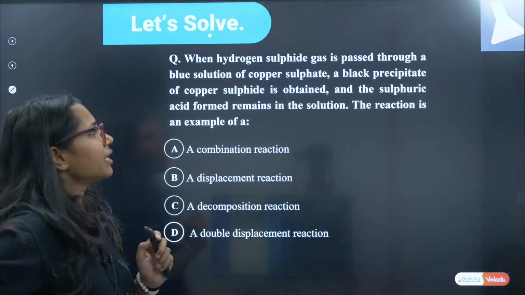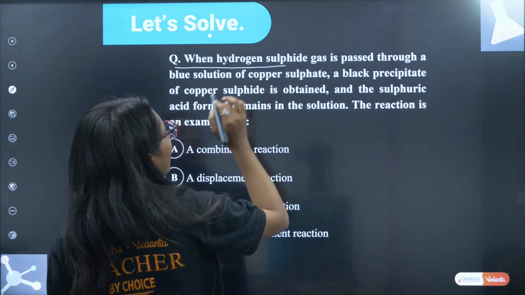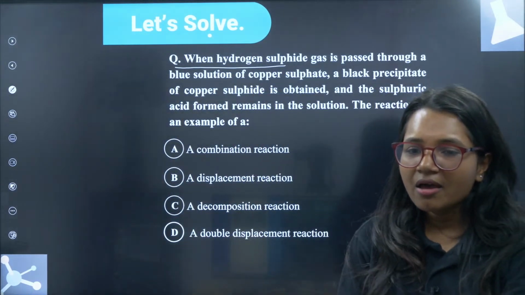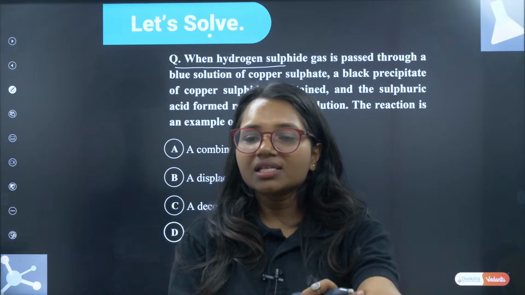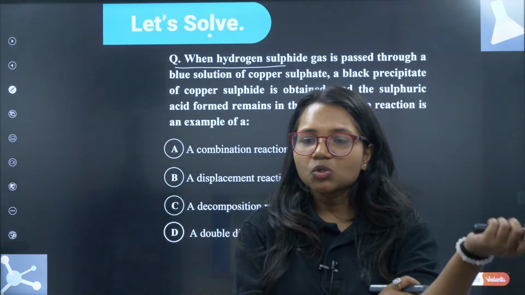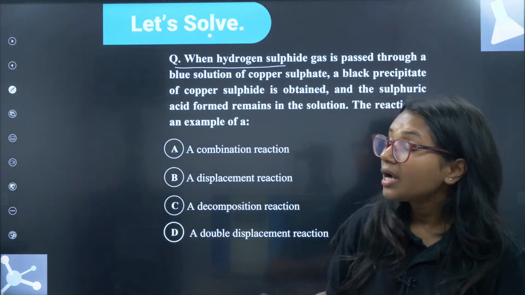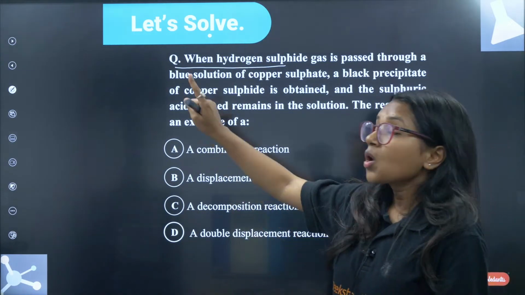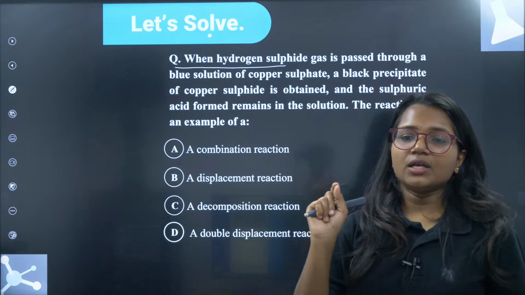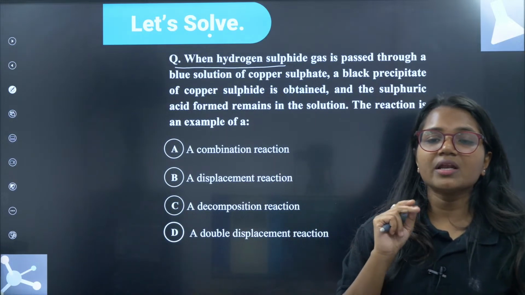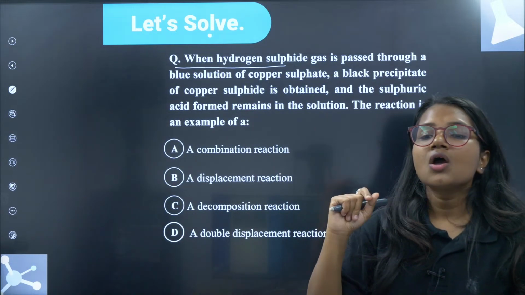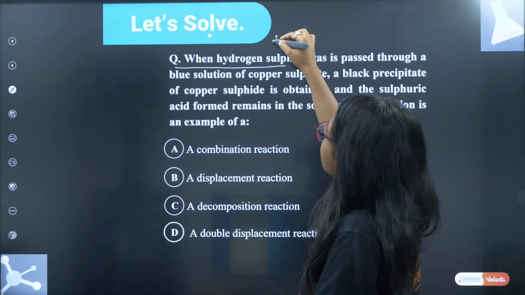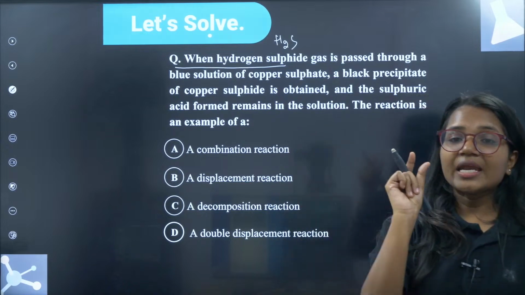Now, read this question. When hydrogen sulfide, what is the formula? Very good, Sumukh. Very good, Bliss. Sonu has also understood. Chalo. Now, tell me, what is the formula for hydrogen sulfide? Everybody in the chat box. What is the formula for hydrogen sulfide? It is H2S.